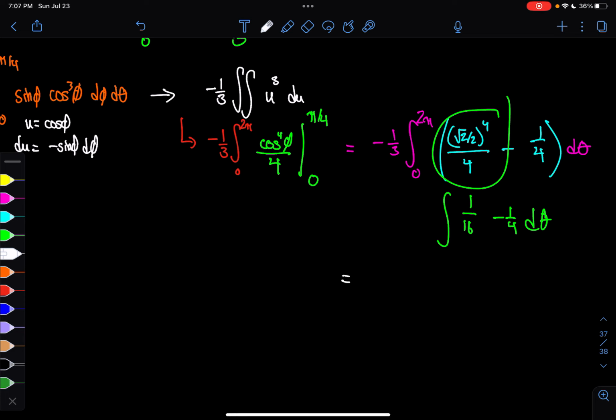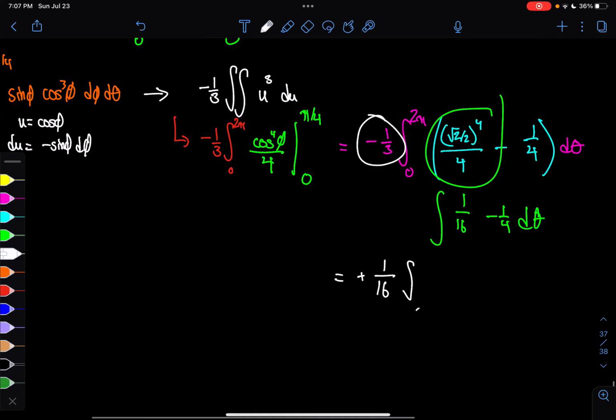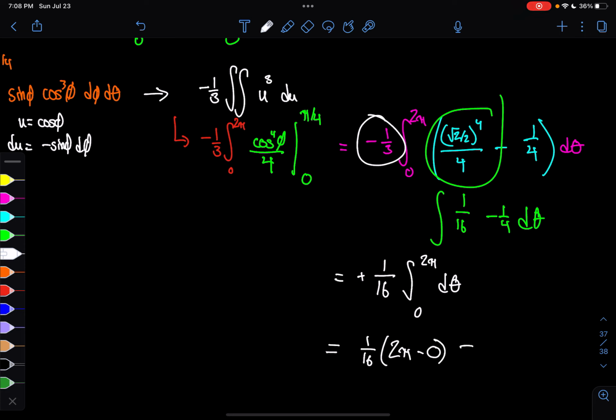So 1/16 minus 1/4 should be a negative 3/16. Combined with the negative 1/3 that we have, that should give us a positive 3 over 48, right? 3/16. Actually, this just simplifies really nicely to 1/16, which is nice. So 1/16 integral from 0 to 2 pi of just d theta, which is going to be 1/16 times 2 pi minus 0, which is going to equal pi over 8. And that is the answer the book has, so I didn't do anything wrong.